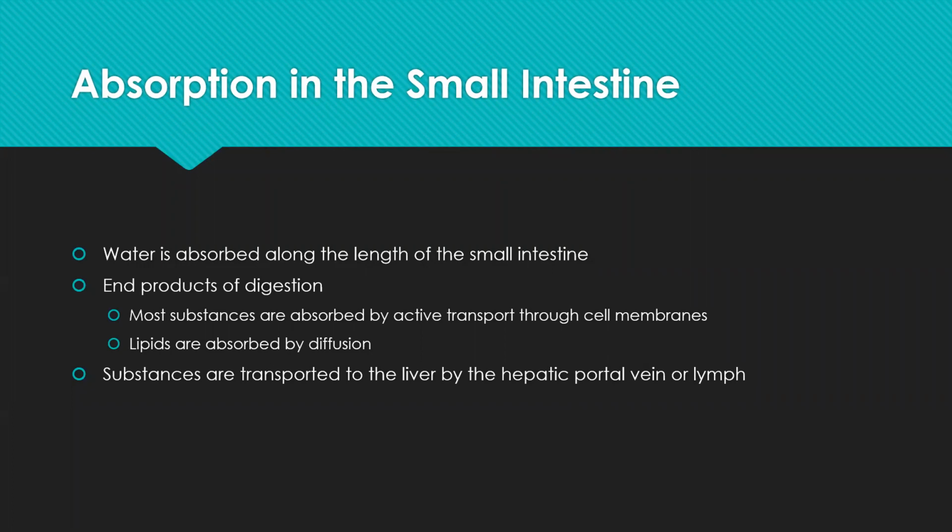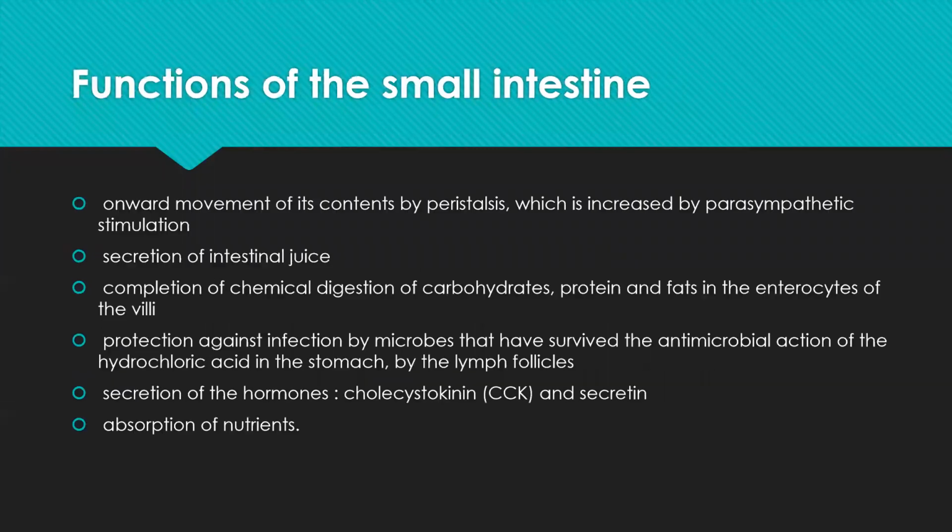Clear? The end products of digestion, most of the substances are absorbed by active transport through the cell membranes, and the lipids are also absorbed by diffusion. And the substances are transported to the liver by the hepatic portal veins or through the lymph.